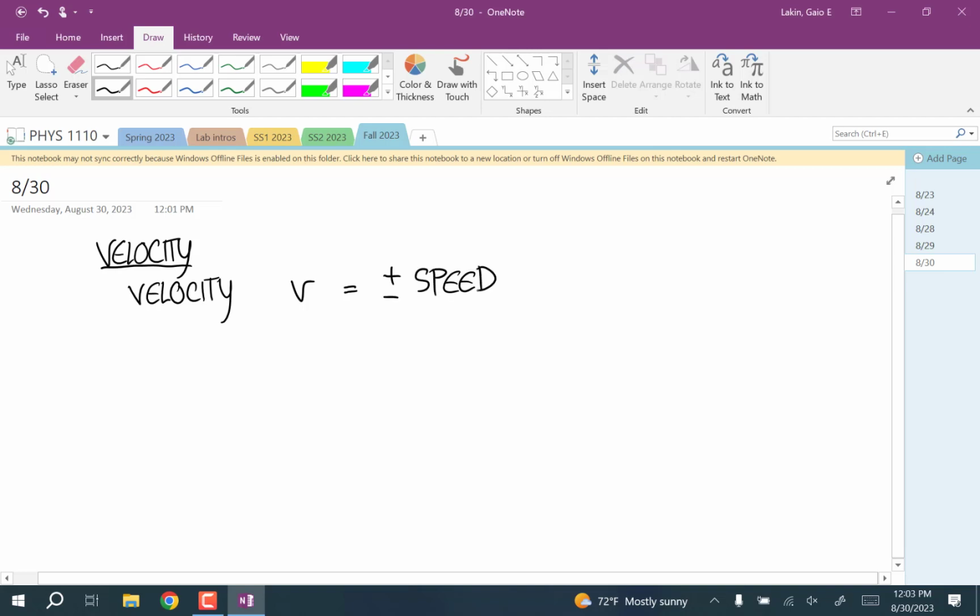So, you know, a speed is always positive. A cop never pulls you over and says, do you know you are going negative 40 miles an hour or whatever. It's always positive. Velocity can be positive or negative. And that positive or negative sign tells you the direction of the motion, the direction you're moving.